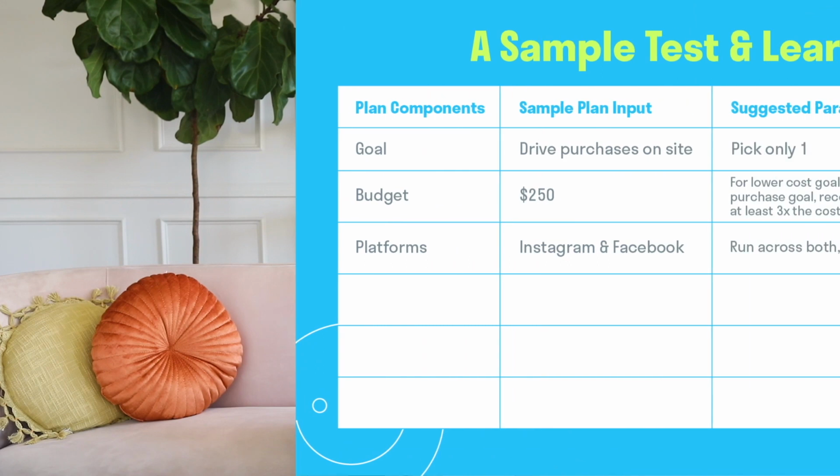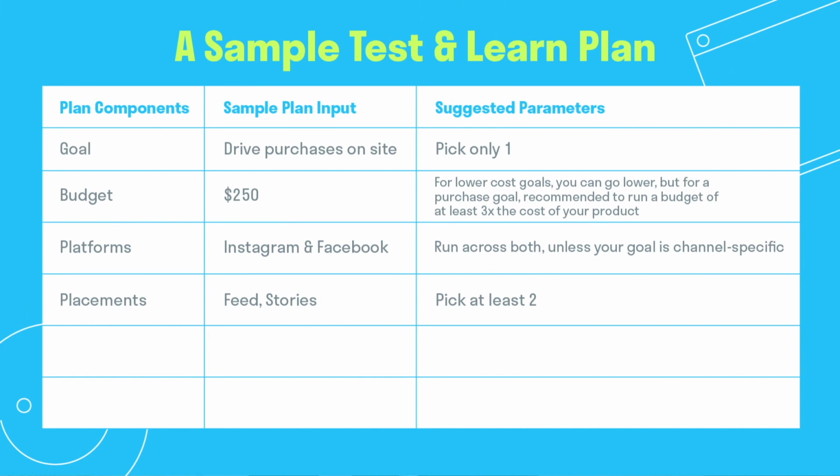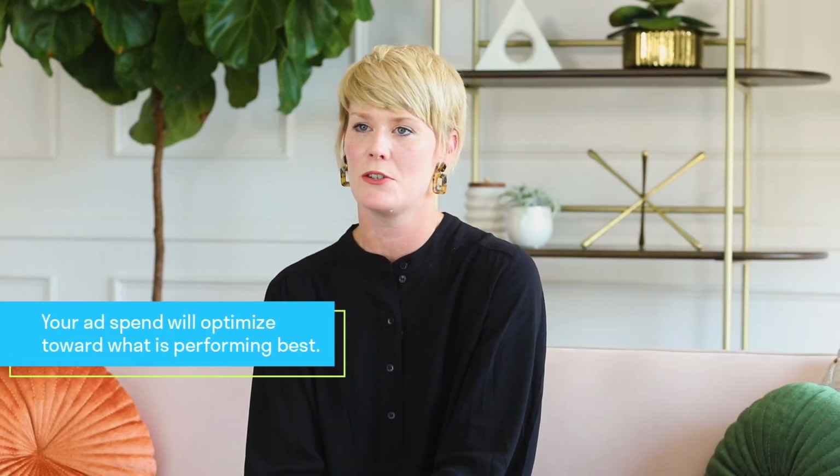The added bonus of running on Instagram is that you can simultaneously run across Facebook, and your spend will optimize to the platform that's performing best automatically. Unless you have a channel-specific goal or you have intel that one platform is more valuable than the other, I recommend you take advantage of this capability. Next up are placements. So plug in your creative and see how it looks across all of the placements. Again, your spend will optimize towards what's doing best, so feel free to test everything and see what works best.